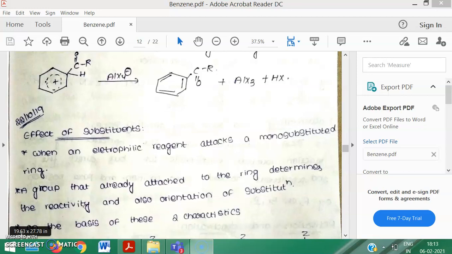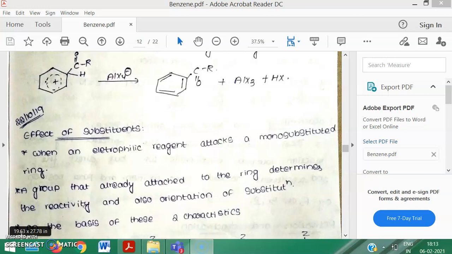If electron withdrawing groups like NH3 plus, NHCO, CCl3 are on the benzene ring, these compounds take electrons from the benzene ring and deactivate it. So the substitution takes place at the meta position. So that is about the effect of substituents.